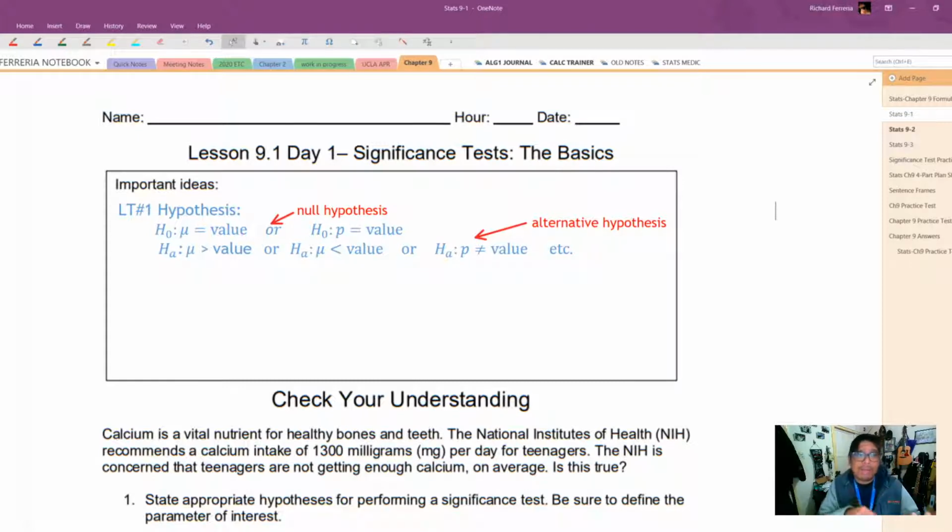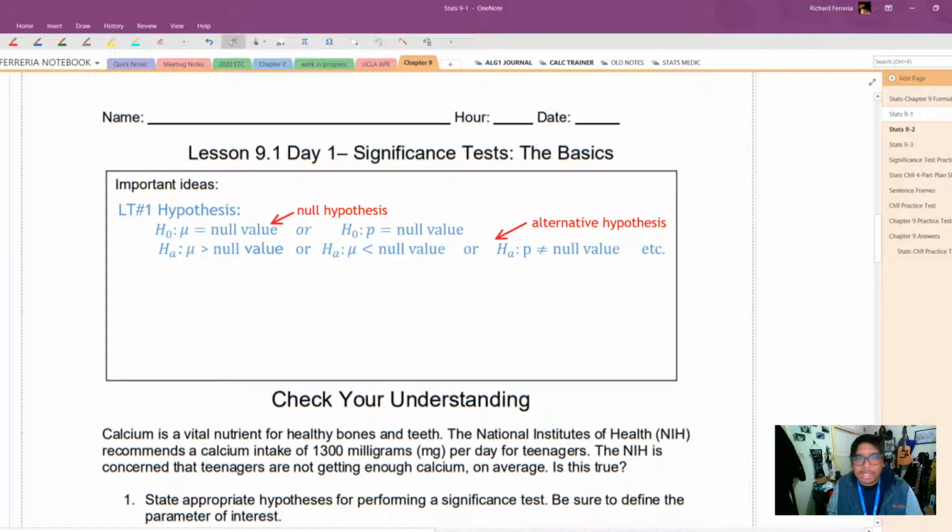Incidentally, the value that you see in the alternative hypothesis is the same value that you're going to see in the null hypothesis. Oftentimes that value is called the null value, so we'll just call it the null value, and that'll probably help us out. So the same null value appears in the null hypothesis and the alternative hypothesis.